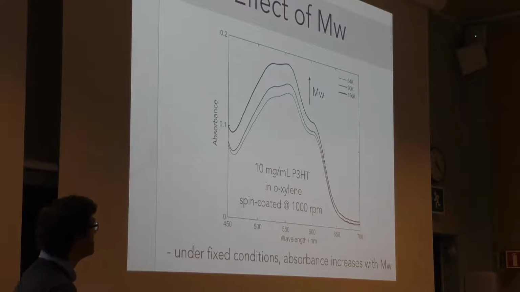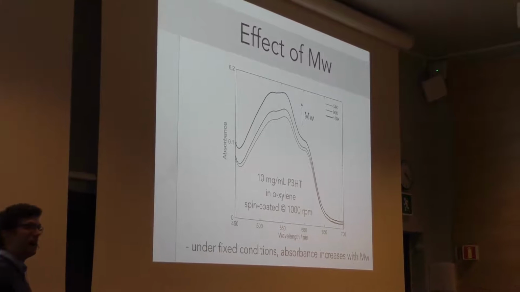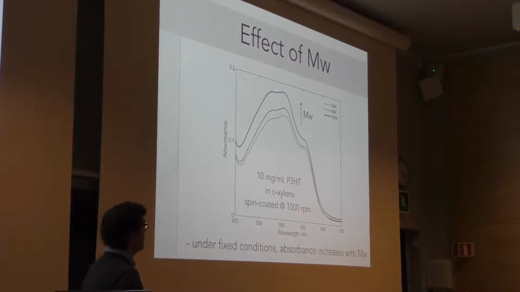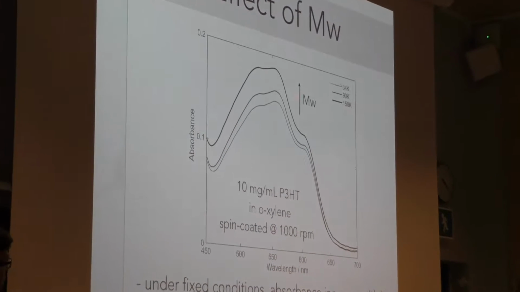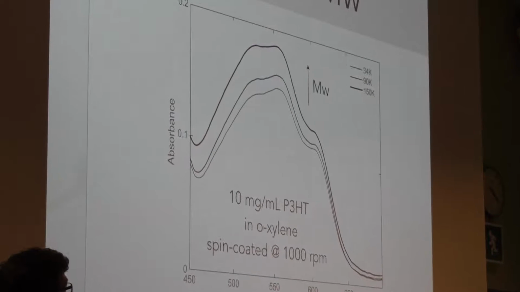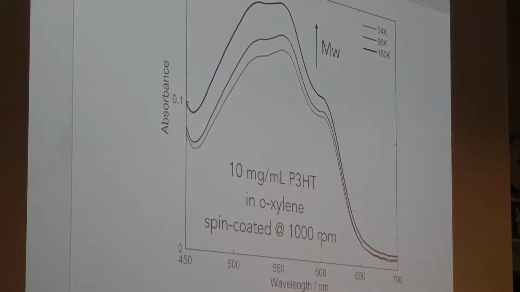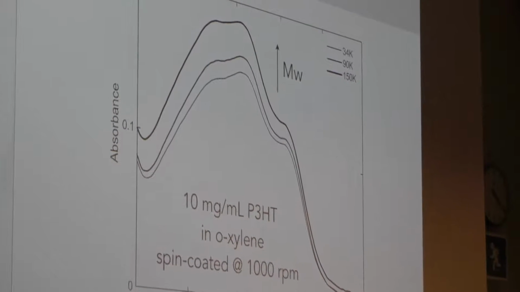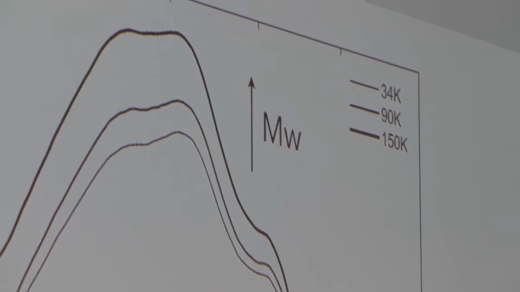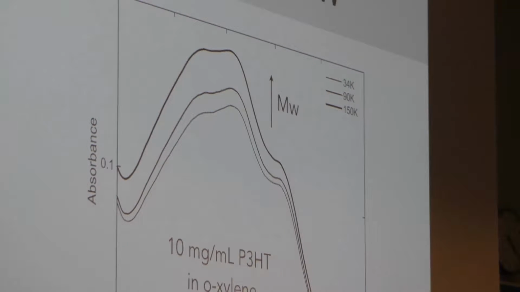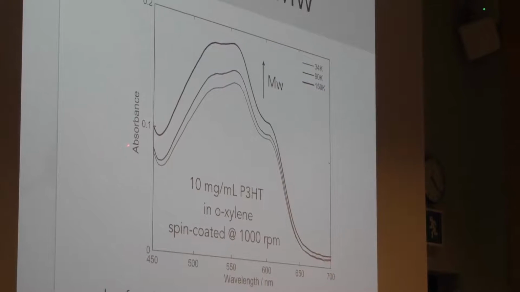And in terms of devices, one of the things that's quite important is the molecular weight influences how the polymer will perform in thin films. So just taking a very simple test, taking three polymers of different molecular weights, so here it's 34,000, 90,000 and 150,000 molecular weight. We make them up into solutions in xylene and just spin coat them at a fixed RPM. What we find is that as the molecular weight increases, so too does our absorbance of the film.